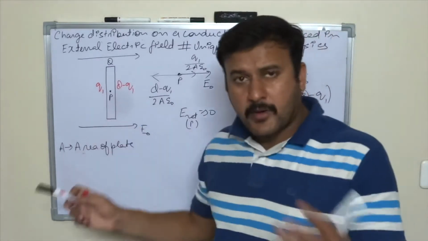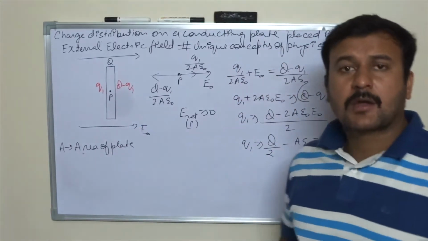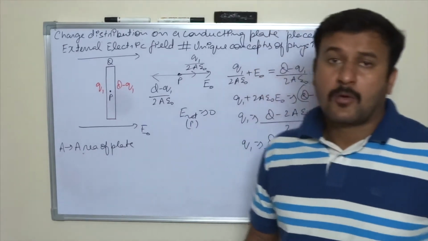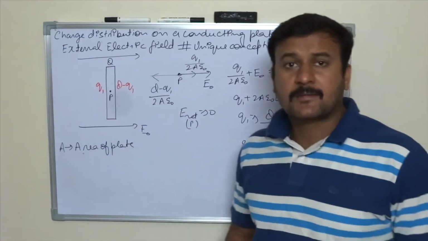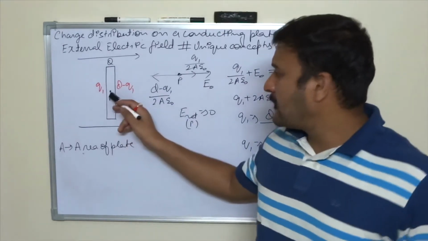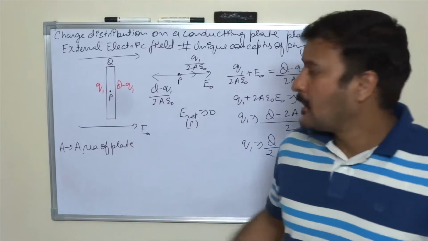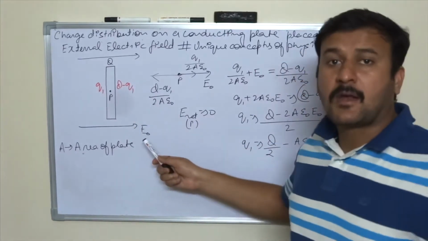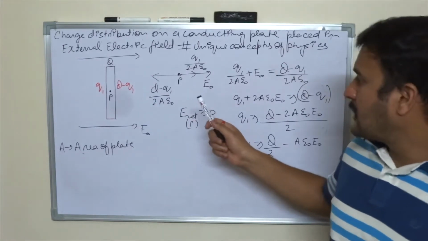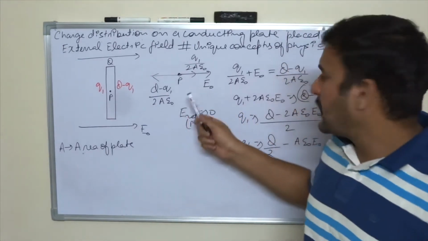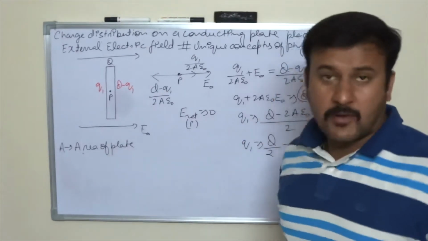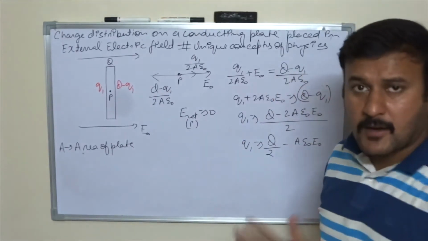Now we already know that the permittivity of conductors is infinity, which means a conductor can easily allow the passage of external field through it, which also means that at point P, which is lying inside this plate, the influence of external electric field E0 is not reduced by any factor. It is having a complete field E0 at point P. Now this charge Q1 will also create some electric field at point P.